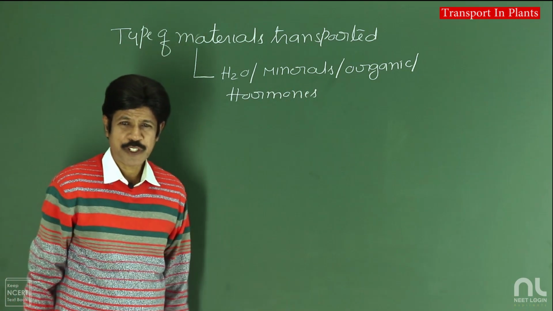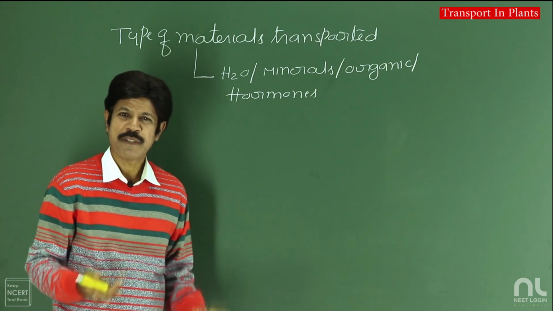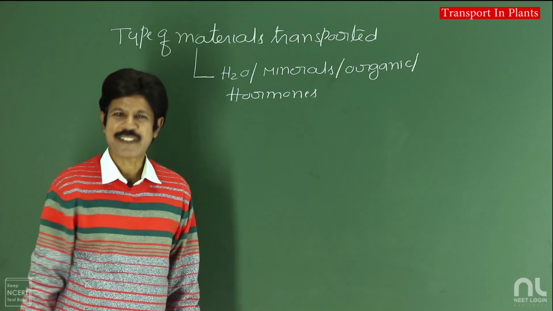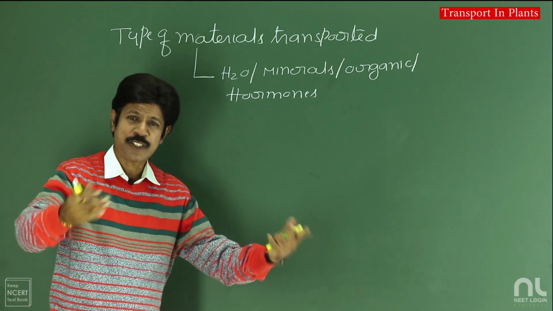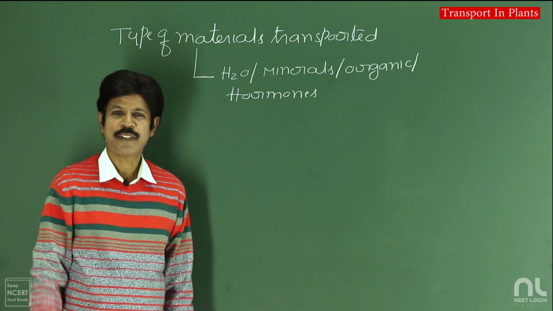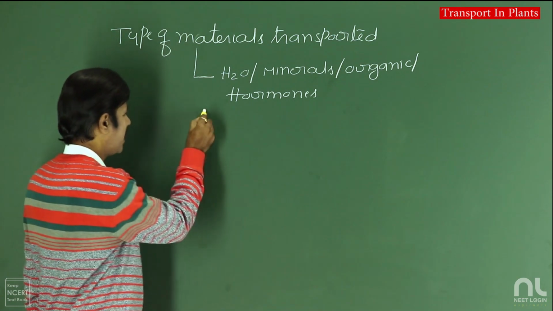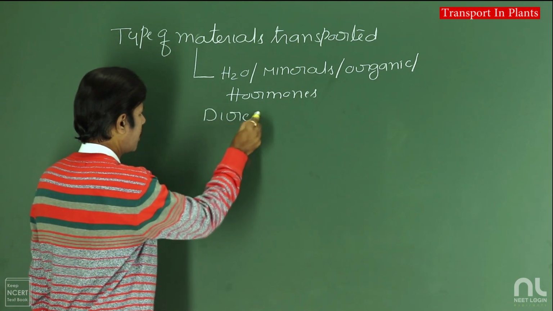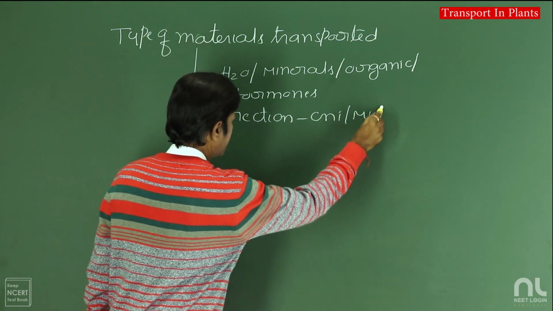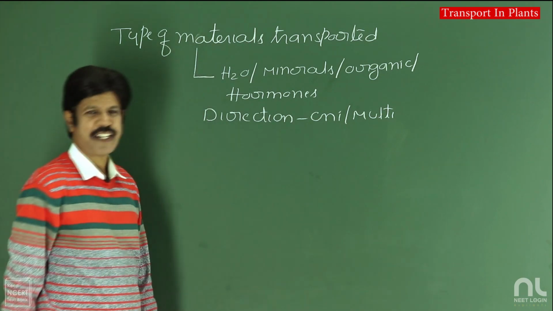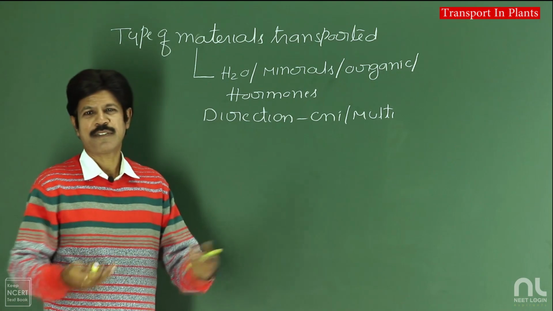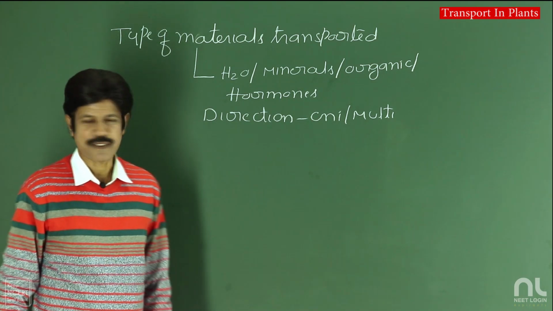Have you ever wondered how water reaches the top of the tree? There is no wonder, because plants do have such a system to transport water and minerals to long distances. Can all the substances move in the same way? No. Some move unidirectionally, some multidirectionally. So here, direction: it is uni- or multidirectional. Can all substances move actively or passively? Some actively, some passively.